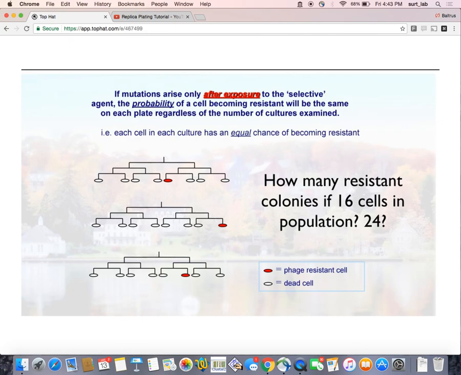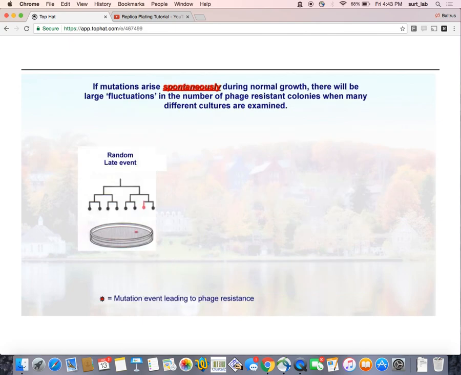So this contrasts with the other worldview. If mutations occur spontaneously, they're going to be occurring no matter when the cells are growing. They're going to be occurring when they grow in a large culture, when they grow in small cultures, and before you plate them out on the plate, before you expose them to phage.